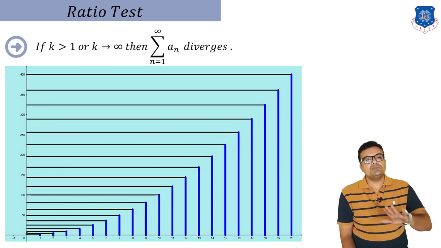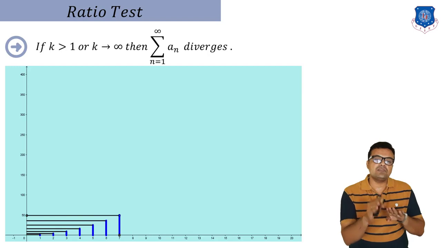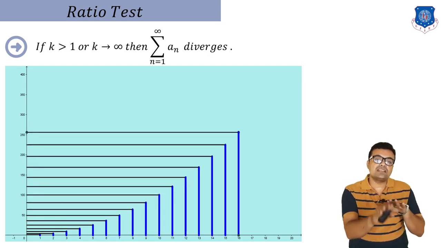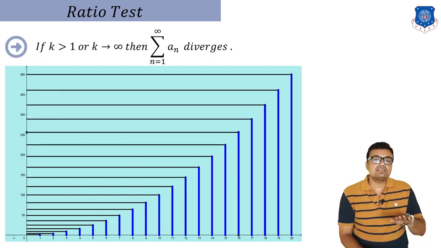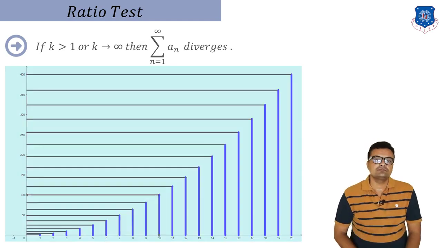So remember, the bottom line is, if the upcoming term is decreasing, meaning it is less than the current term, if an is greater than an plus 1, your series is going to be convergent. If an is less than an plus 1, your series is going to be divergent.